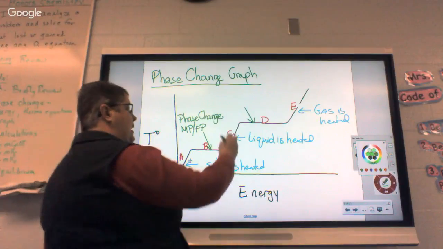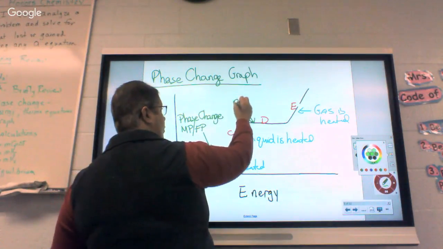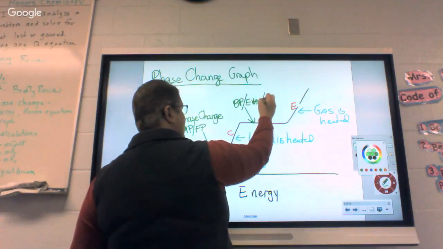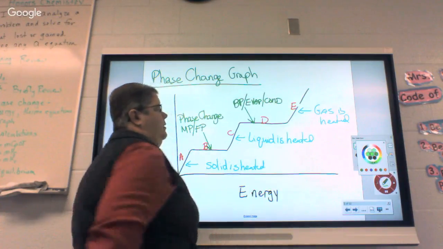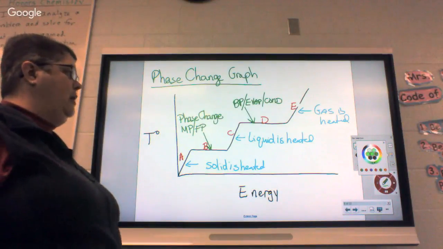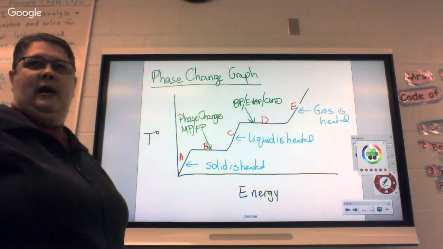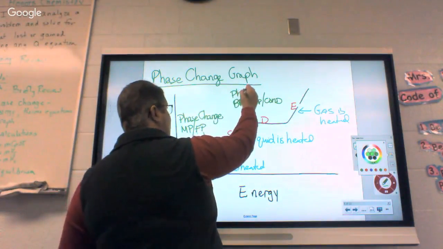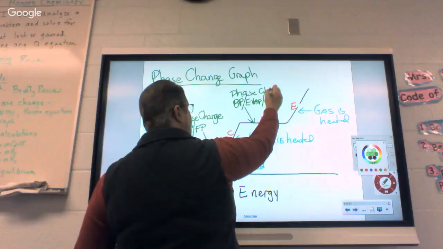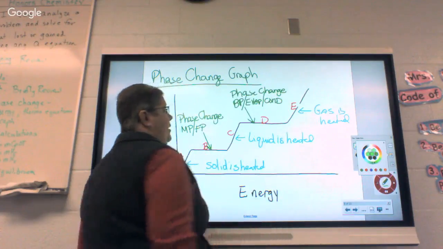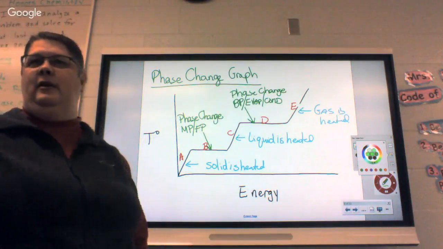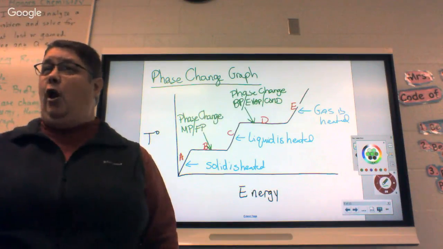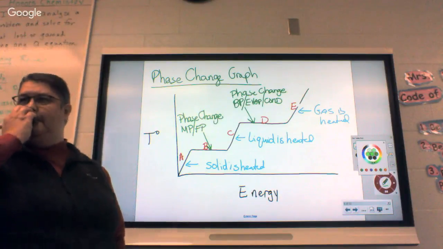Okay. This up here is boiling point, evaporation, and condensation. That right there is boiling point, evaporation, and condensation. That is another phase change. You can recognize the phase changes because they're always what? They're always flat. The phase changes never change. They're always flat. Okay?